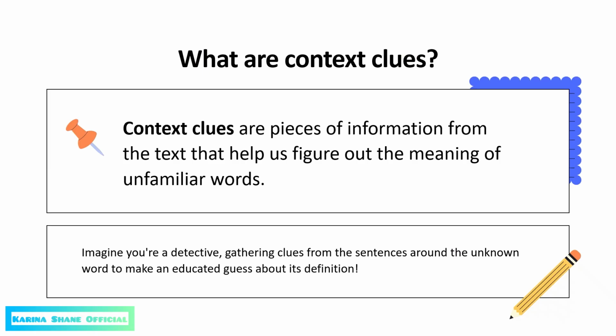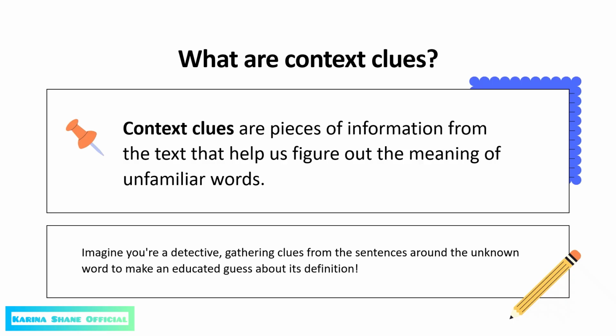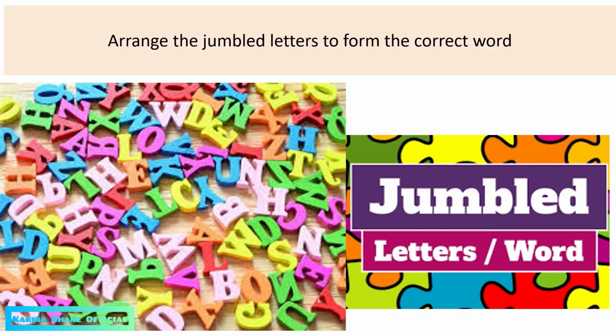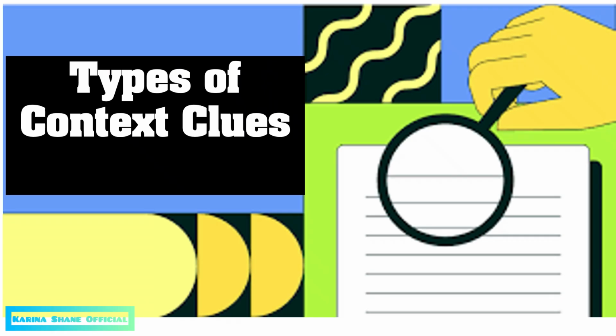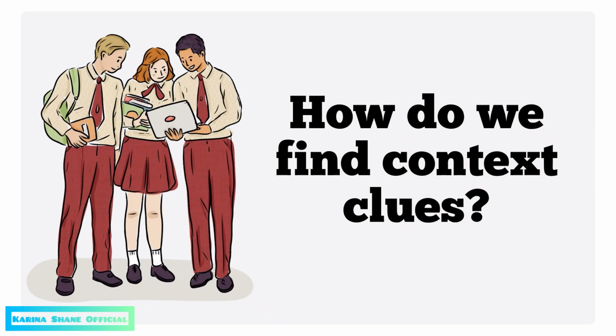Context clues are pieces of information from the text that help us figure out the meaning of unfamiliar words. We use context clues to understand the meaning of unknown words. And we have here the different types of context clues. We're going to look for clues in the text. How do we find context clues?